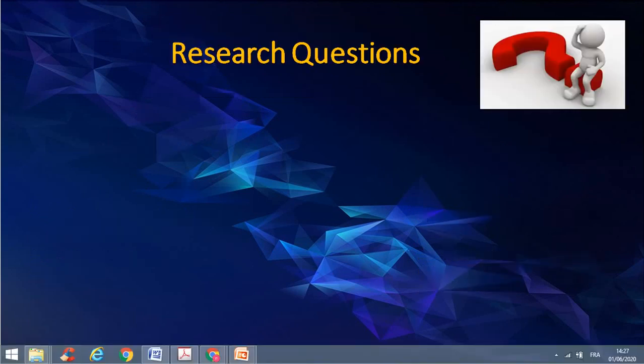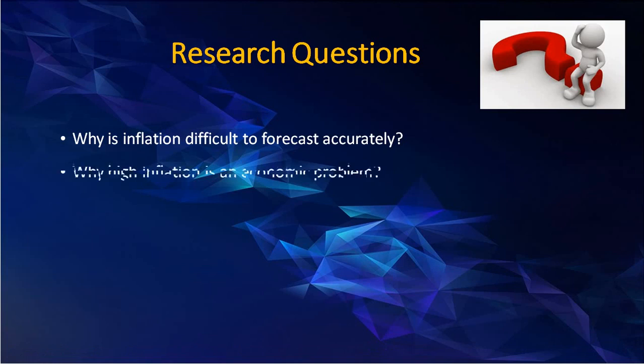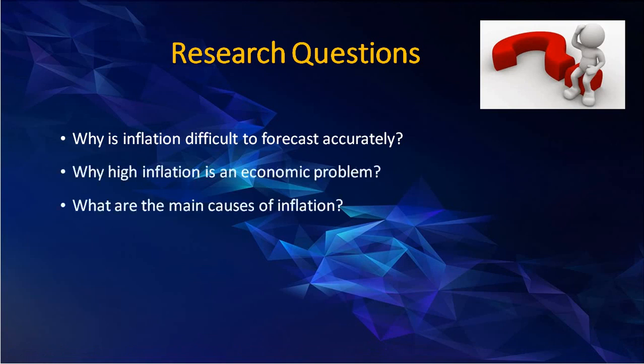In general, uncontrolled inflation is bad because banks don't lend and people don't save, so investment and the gross domestic product, or GDP, decrease. So for further research, try to answer the following questions: why is inflation difficult to forecast accurately? Why is high inflation an economic problem? What are the main causes of inflation? And the last one, what are the consequences of inflation?